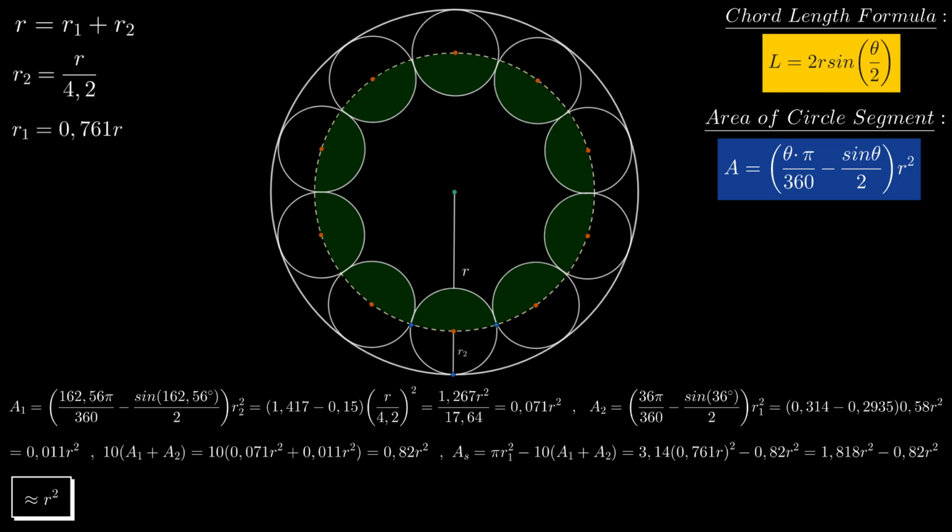0.998 times r squared to be exact, but not even this is exact because we've been rounding up and down so far. And that's all she wrote, my friends. That's your answer. r squared is this shaded area here, which is counterintuitive, that it's almost exactly r squared, but that's math for you, my friends. It's beautiful in unexpected ways.